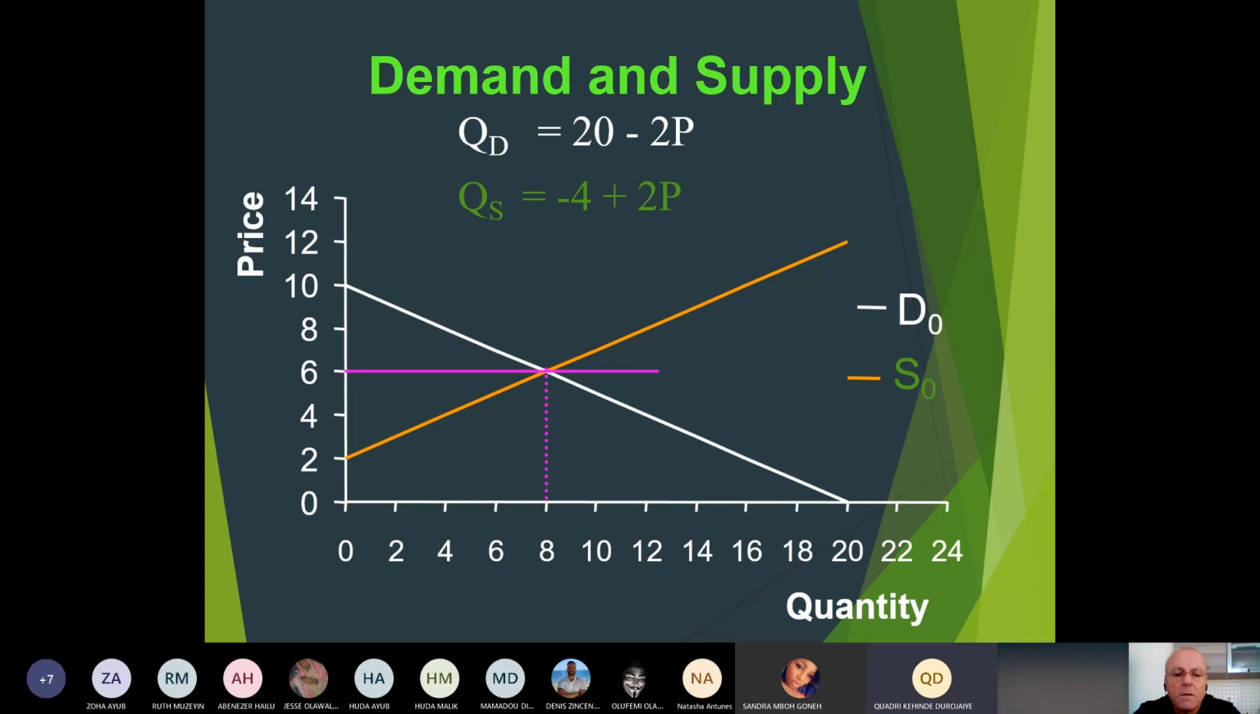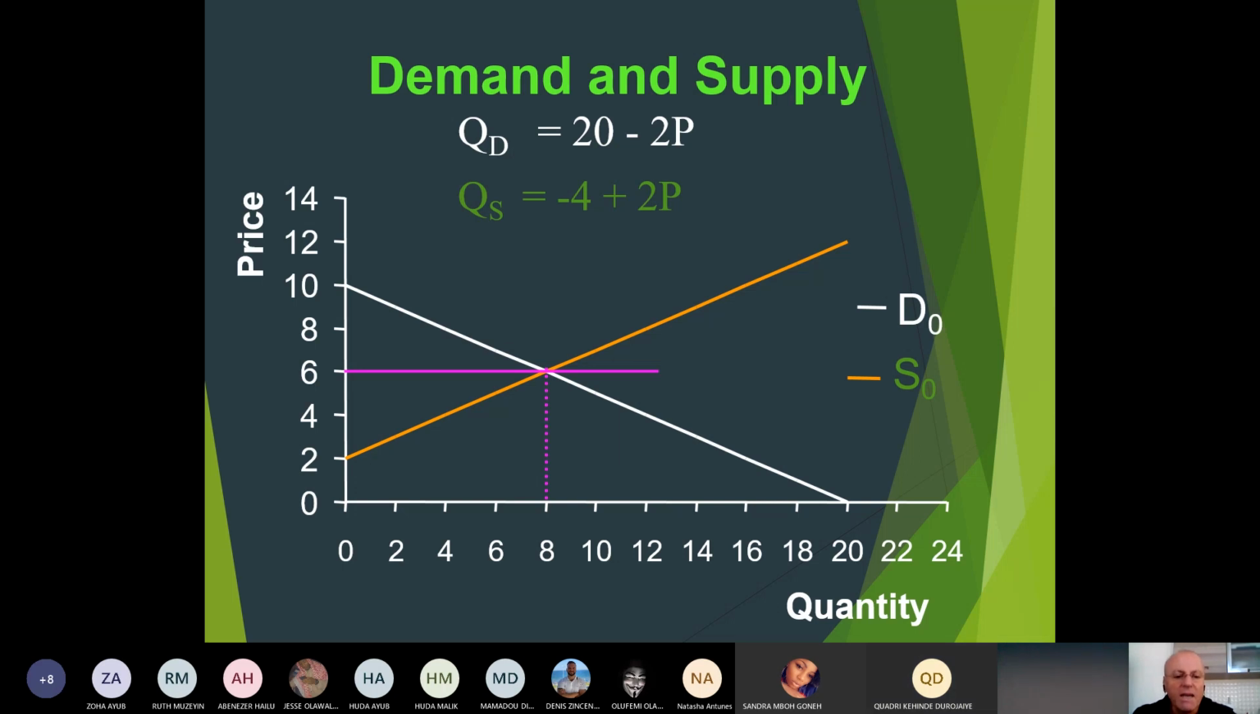Any other? No. Okay. For the supply side, we are also doing the same. We have QS minus 4 when we are giving the price 0, 2 multiplied by 0, for the green equation. The orange or brown line is for the supply curve. We are giving the, yes. You have a question? No. Okay, go on.